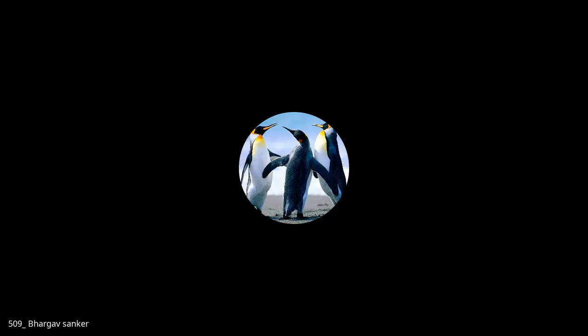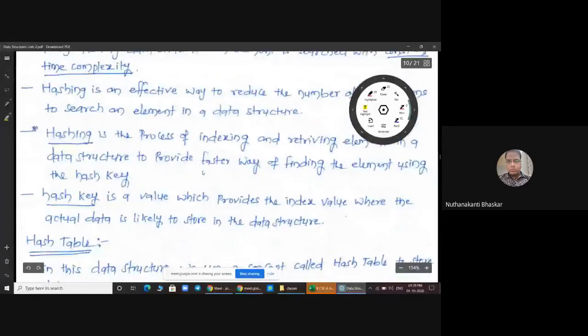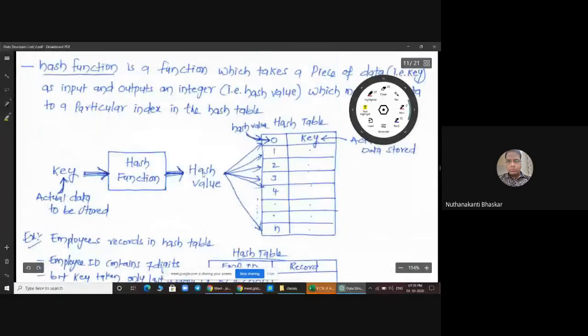Yes, sir. Now I will share my screen, and if you want, I will show the block diagram of hashing technique again. That is very important. Is it visible now? My screen is visible.